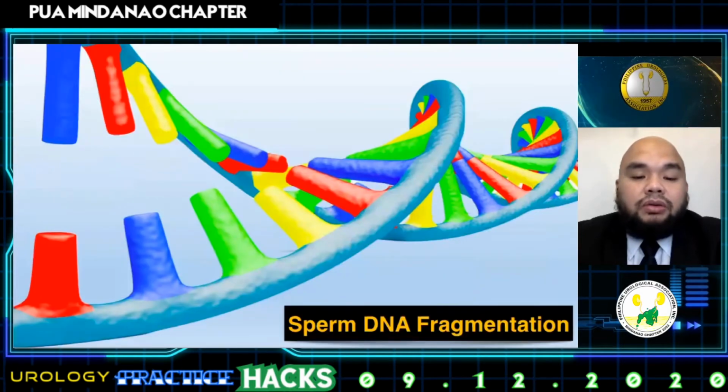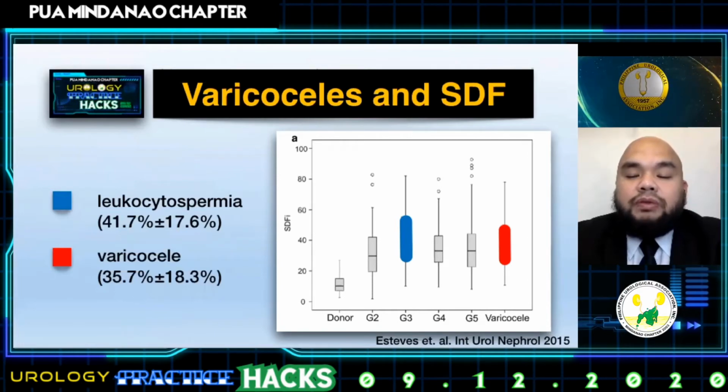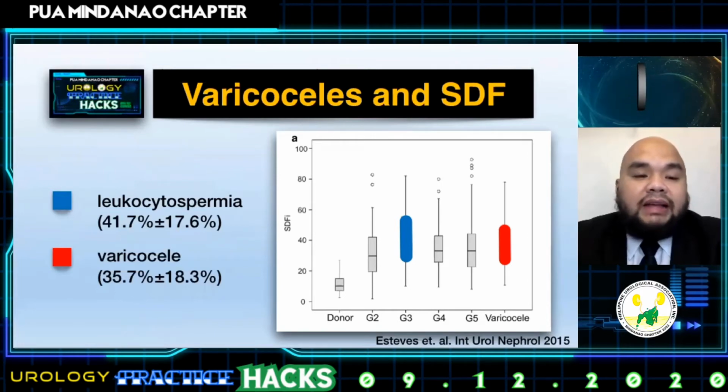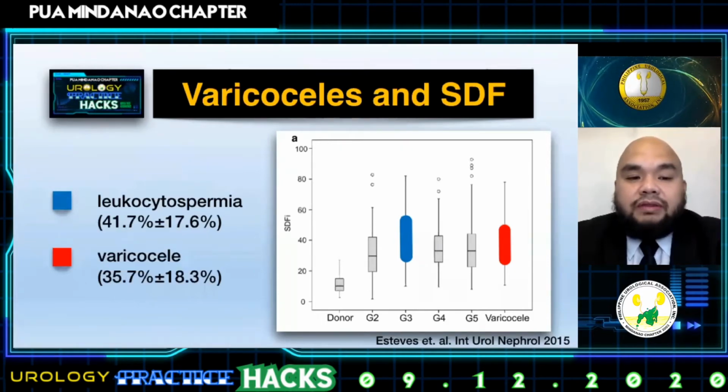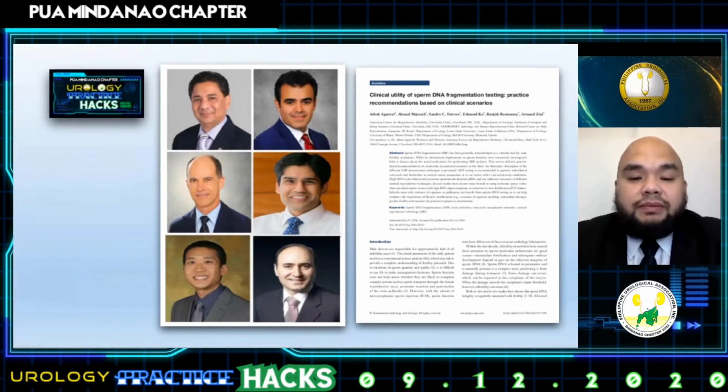How about the role of varicocelectomy in men with high sperm DNA fragmentation? In a multi-center study by Sandro Esteves, men with leukocytospermia and men with varicoceles had the highest sperm DNA fragmentation level. In 2016, a panel comprised of 5 urologists and 1 andrologist with expertise in male infertility were selected to provide evidence-based recommendation for sperm DNA fragmentation testing.